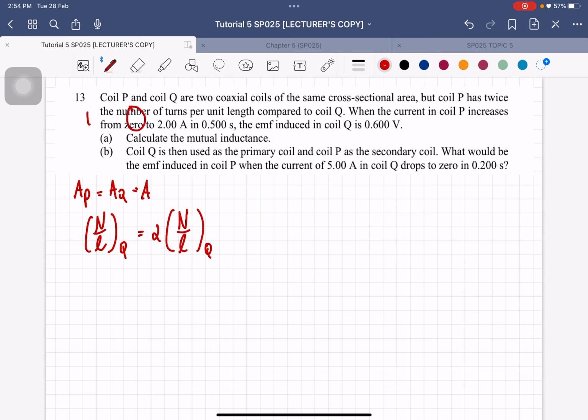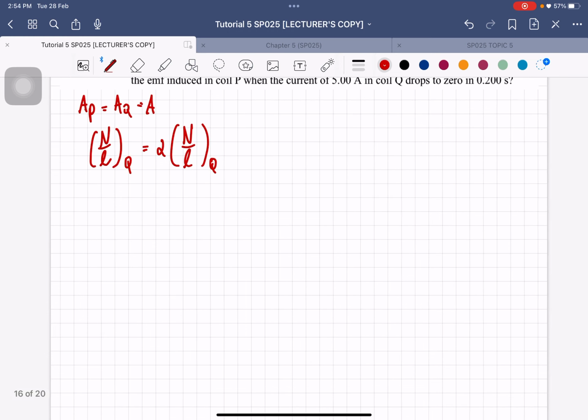Okay, that's right. When the current in coil P increases from 0 to 2 ampere in 5 seconds, so now this is initial, this is final, this is time. The EMF induced in coil Q is 0.6 volts. So this is EMF Q. Alright, so what is the mutual inductance?